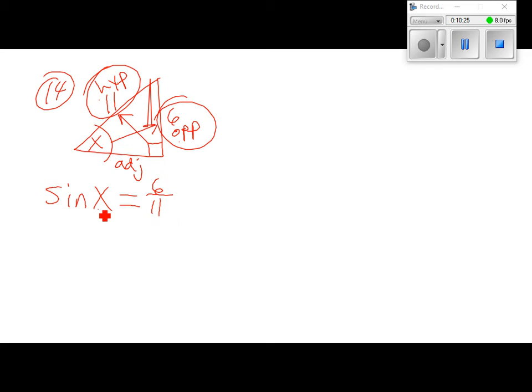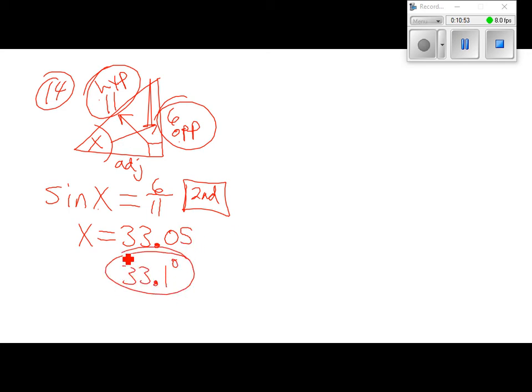6/11. If we're looking for the angle, first thing we're going to do is grab our calculator and we're going to hit second. So on this one, you hit second, sine 6 divided by 11, close your parenthesis, and you end up with about 33.05. So x equals about 33.05. I'd probably round that off to about 33.1 degrees. We were looking for an angle, so it's in degrees.